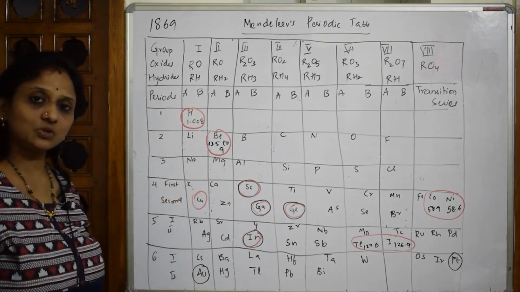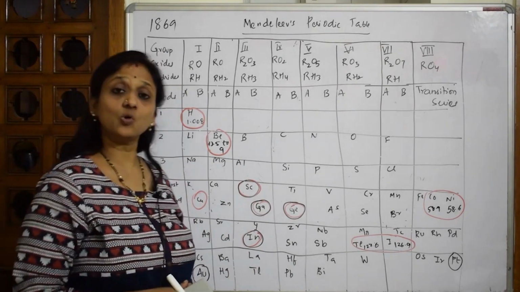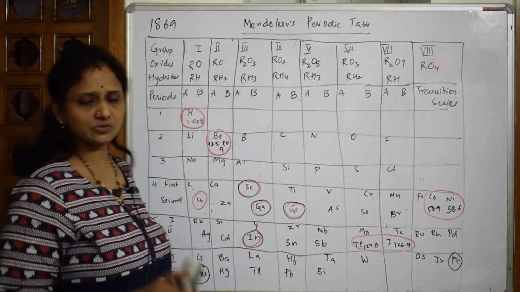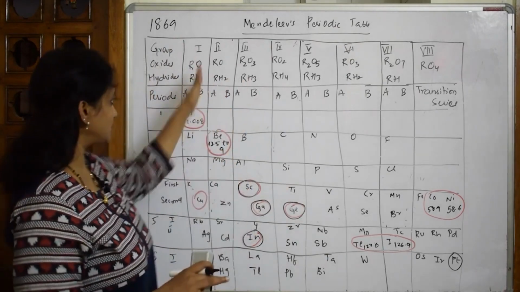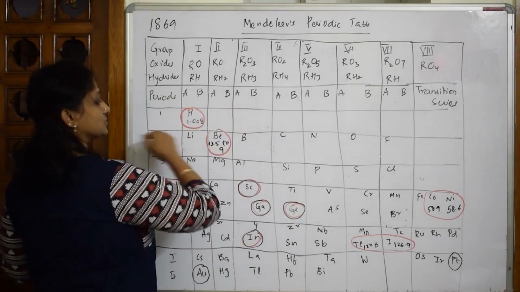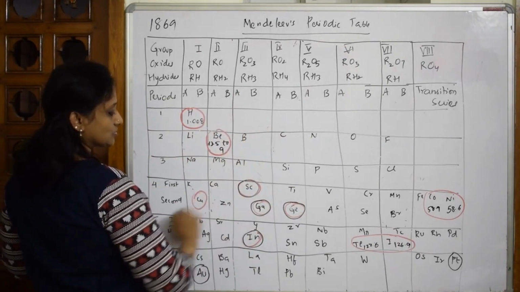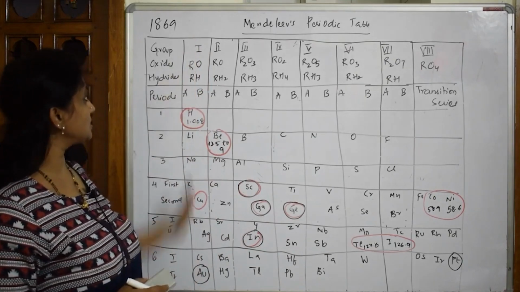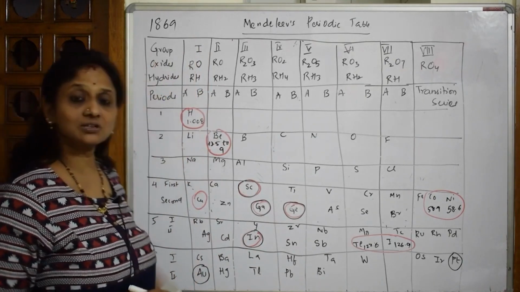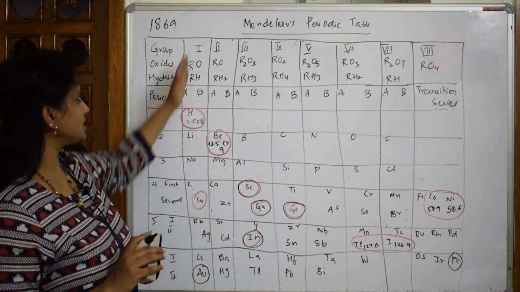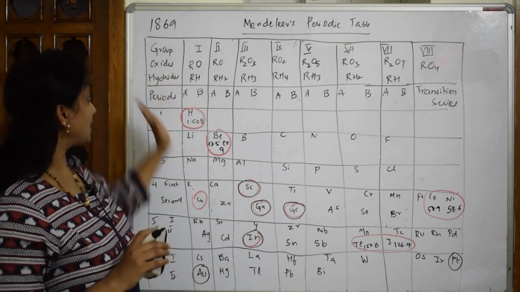Whatever elements were available, he placed all of them under vertical columns. Most students get confused: this is the vertical way and this is the horizontal way. He divided the vertical ones as groups and the horizontal ones as periods. Columns and rows, remember that. Once again, he divided into vertical and horizontal.